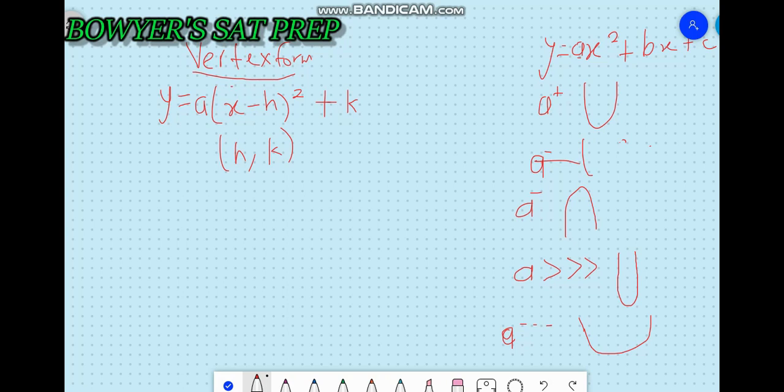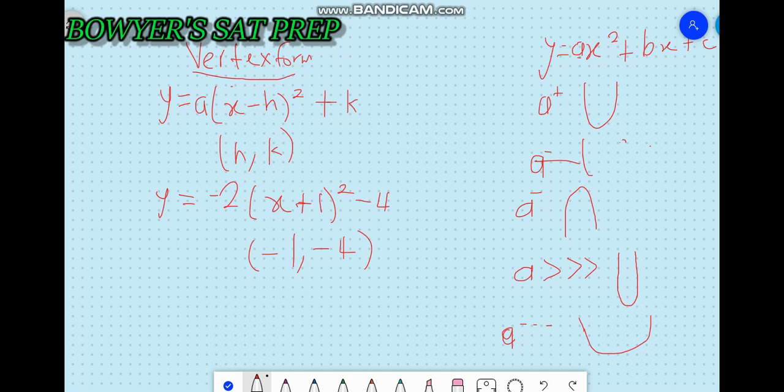So if you have y is equal to minus 2 times (x plus 1) squared minus 4, then our vertex will be negative 1 and negative 4, because h is always the opposite sign. Because here it is positive, it means it is negative, right?